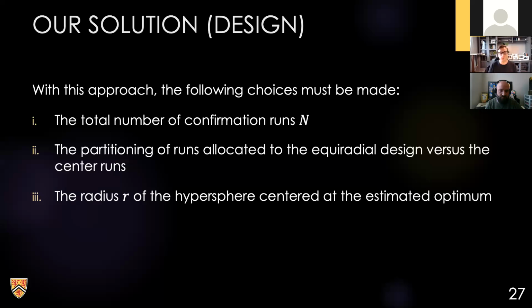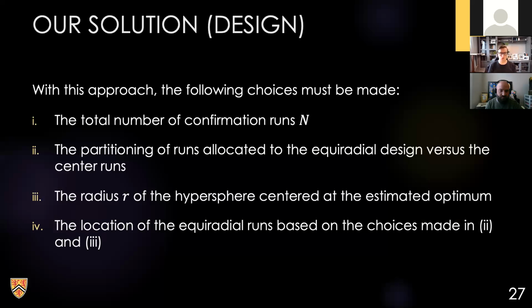Something else that might inform the radius is your uncertainty in the estimate of the location of X star. You could, using your response surface design and the data and the model that came out of that, construct a confidence region for that optimum. And so that would be a region where you'd be reasonably confident that the optimum could be anywhere in there. And so that might guide your choice of R, so that your equiradial points are somewhere within that region that you would not be surprised to find the optimum. So choosing R is another choice that needs to be made.